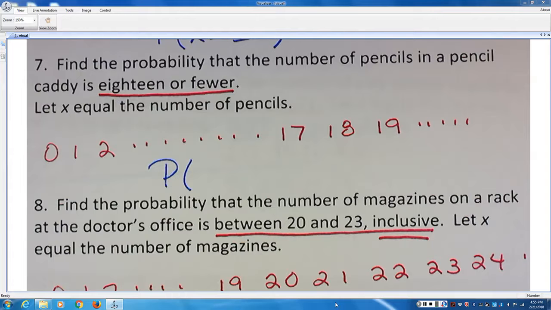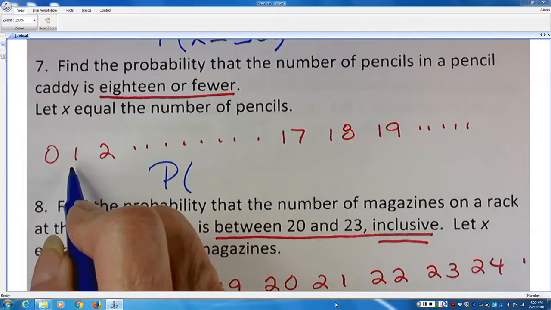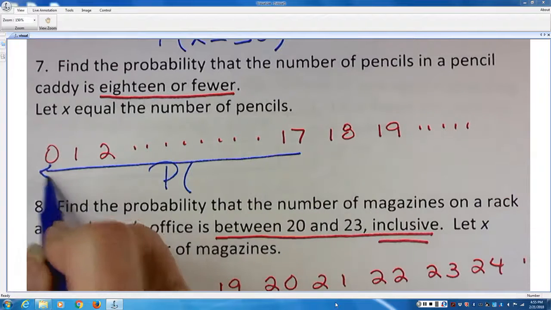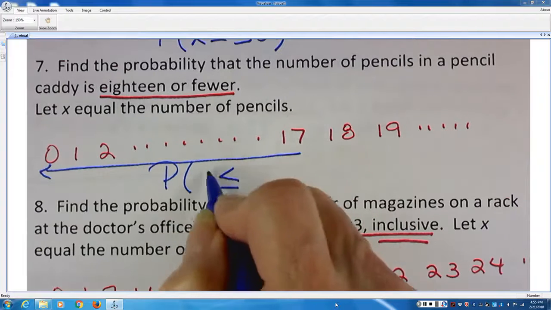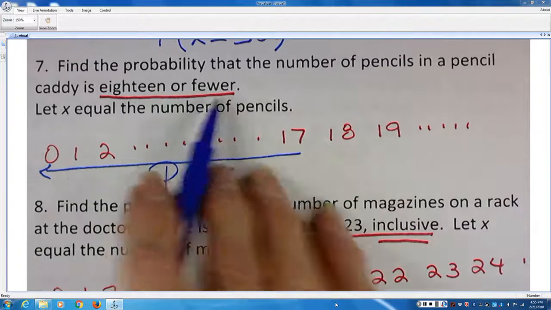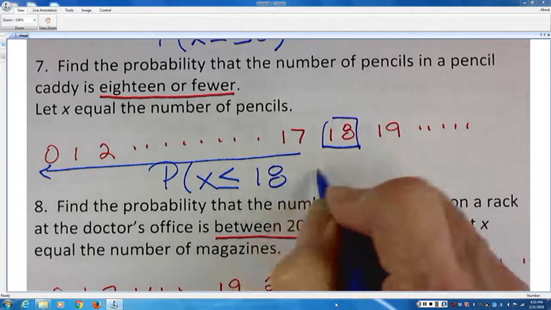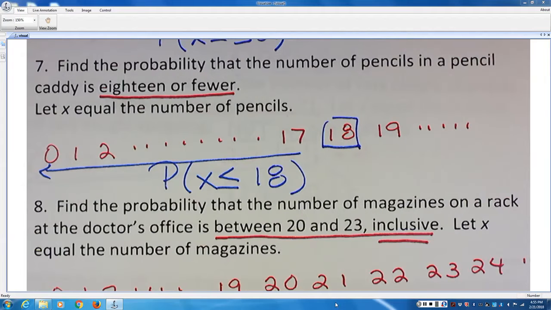Number of pencils in a pencil caddy is 18 or fewer. Which way does fewer go, up or down? Has to go down. 2 is fewer than 18, 1 is fewer than 18, 17 is fewer than 18. That means it's going to be less than. And it's 18 or fewer, so it could be 18. Okay?